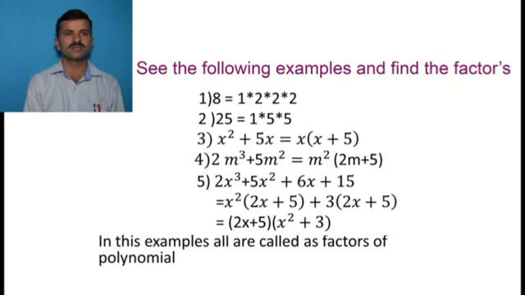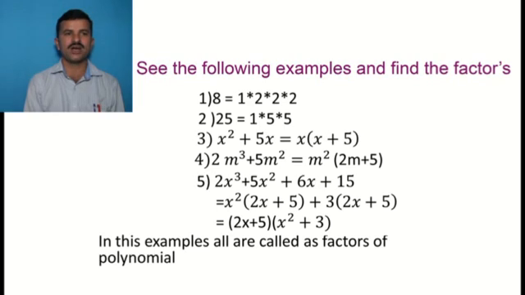It has four terms, means it has two pairs of terms. First pair is 2x cube plus 5x square. It has x square as a common term, therefore you can write here x square in the bracket 2x plus 5. Next pair is 6x plus 15 and it has 3 as a common, therefore you can write here plus 3 in the bracket 2x plus 5, and factors are 2x plus 5 and x square plus 3.